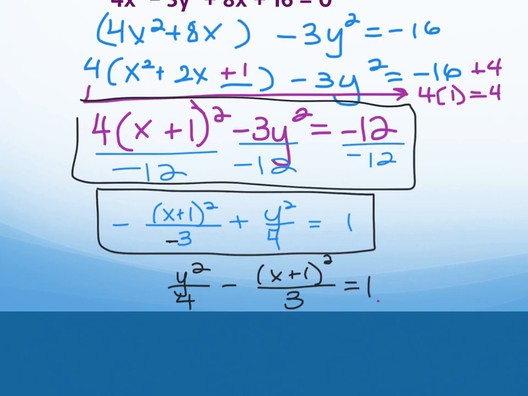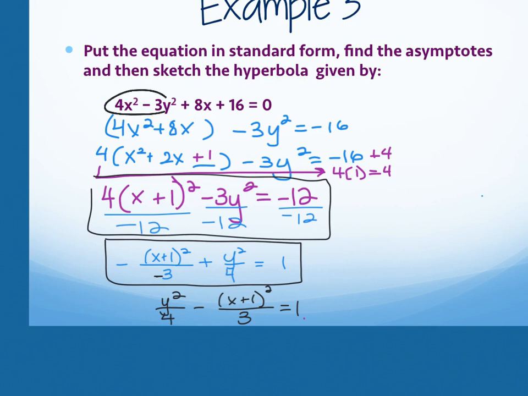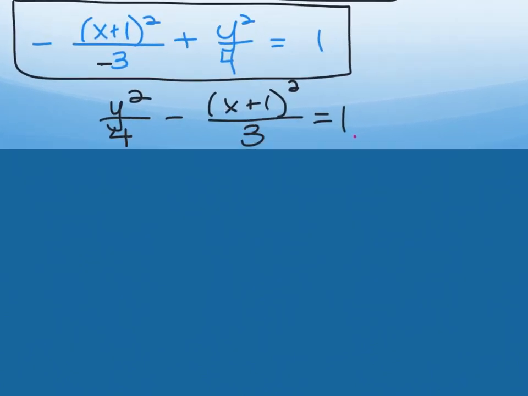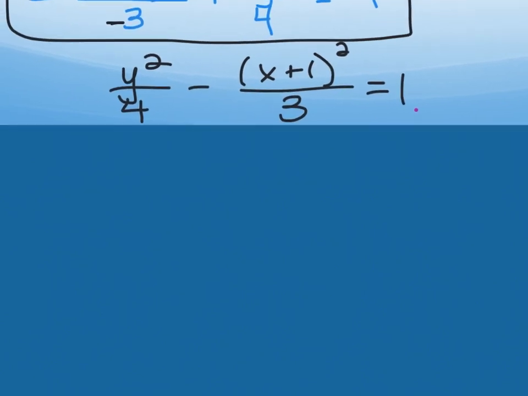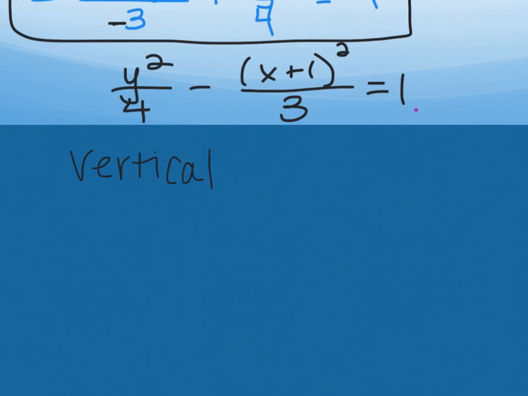So if you looked at it from the beginning and you said, oh, the y squared is negative, this means this is a horizontal hyperbola, you'd be wrong, because you have to wait until it's in standard form to figure out what kind it is. Now, once you get there, what kind of hyperbola is this? Vertical. What's my center?